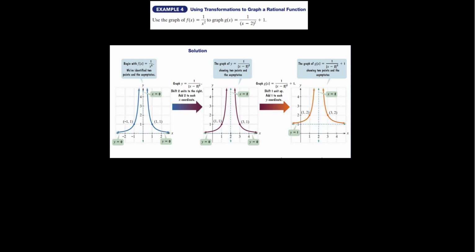Okay, so we know that the graph 1 over x squared looks like this. We have that vertical asymptote at 0 because if you plug in 0 right here for x, we have a vertical asymptote.